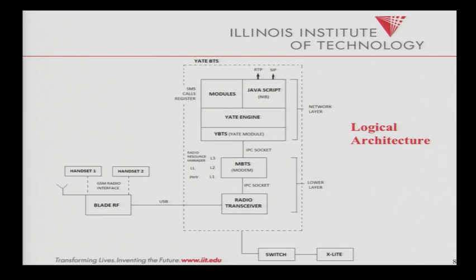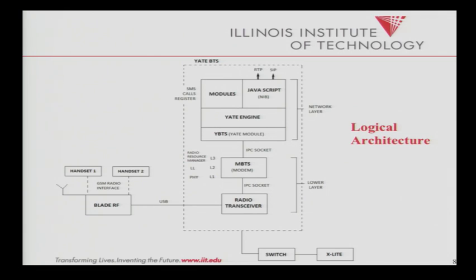Our logical architecture is set up in this way. So we have our 2 handsets that I described earlier, right here, and they are connected through the Blade RF. The Blade RF is the one that receives the radio signals and converts the radio signals to SIP. And the SIP signal is then sent to our YBTS. So this entire setup represents our YBTS. The SIP signal is received by a radio transceiver that's in the YBTS. It's then sent up to the MBTS via an inter-process communication socket.